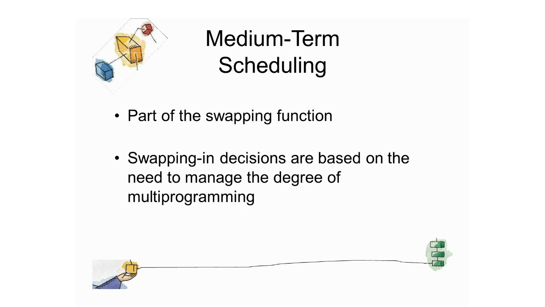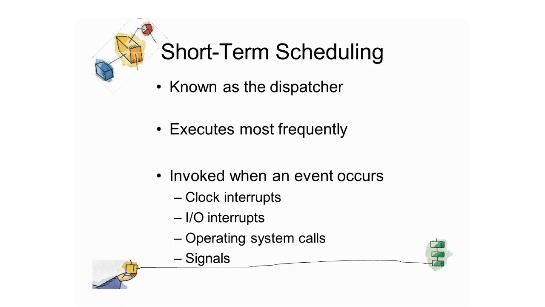The second is medium-term scheduling. It's part of the swapping function. Swapping decisions are based on the need to manage the degree of multiprogramming. The third is short-term scheduling. The dispatcher executes most frequently and is invoked when an event occurs: clock interrupts, I/O interrupts, operating system calls, and signals.